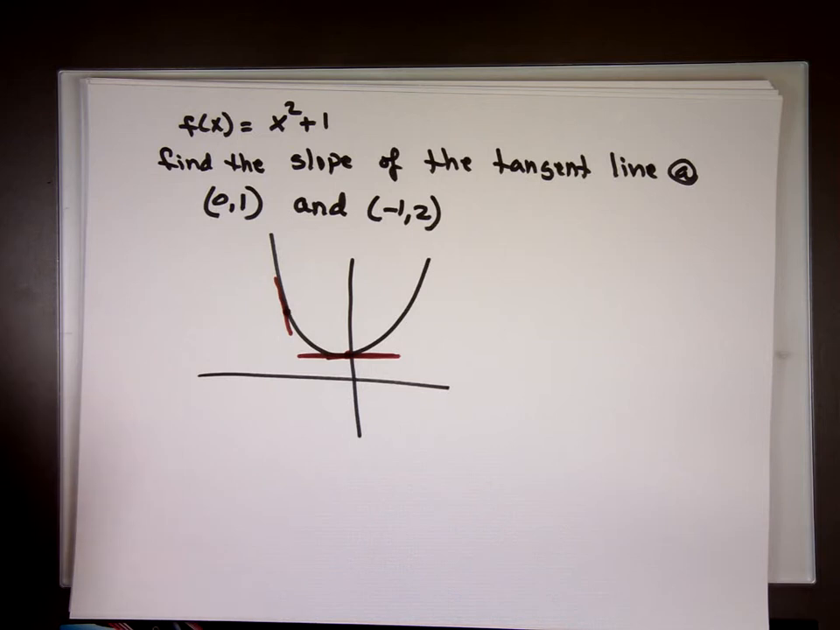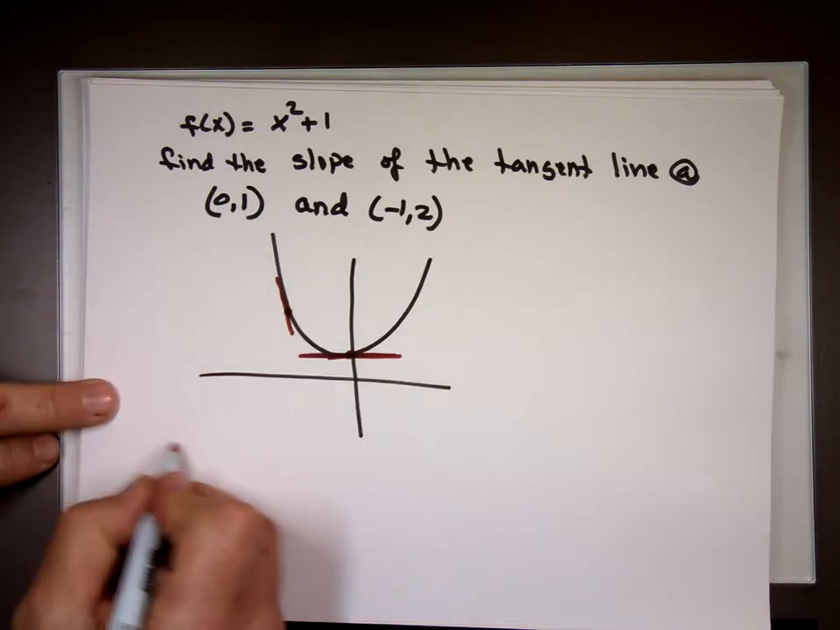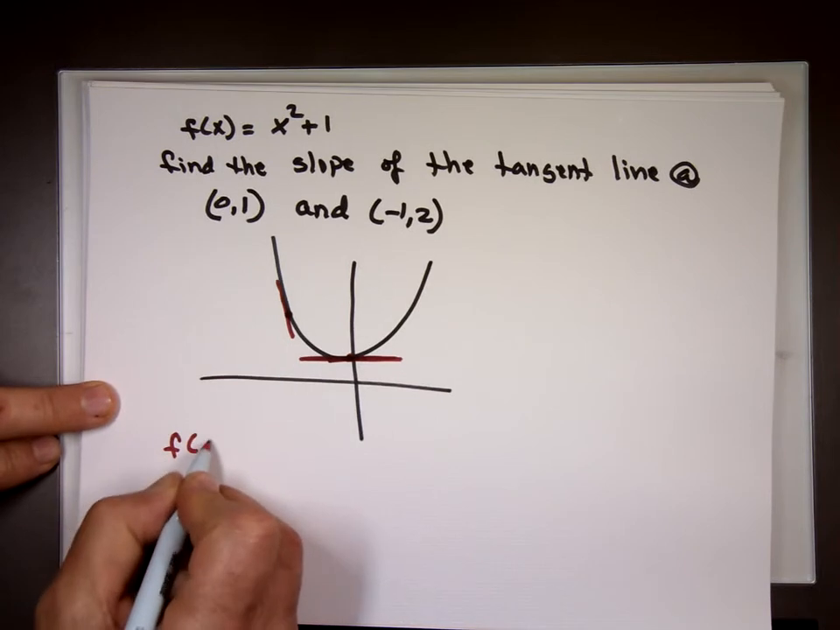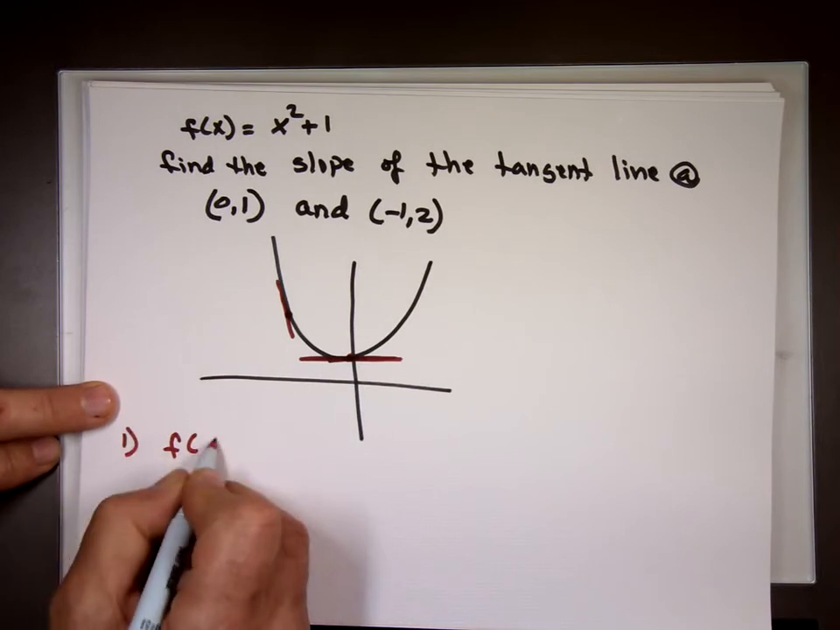And I'm going to do the 4 steps again. I don't have to graph these, but I'm just trying to explain what we're looking for. Step number 1, find f of x plus delta x.